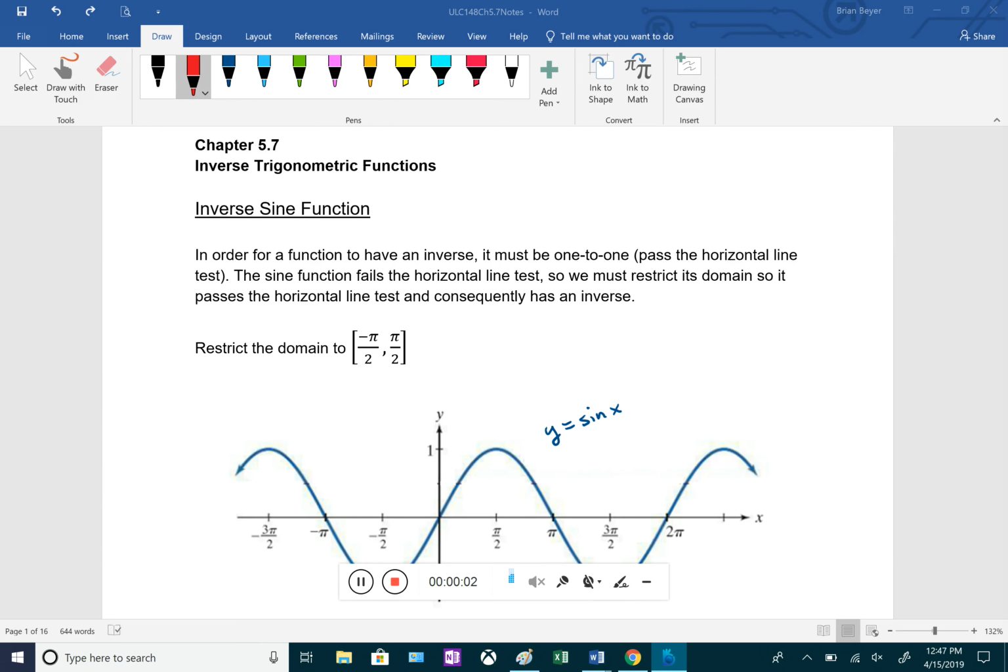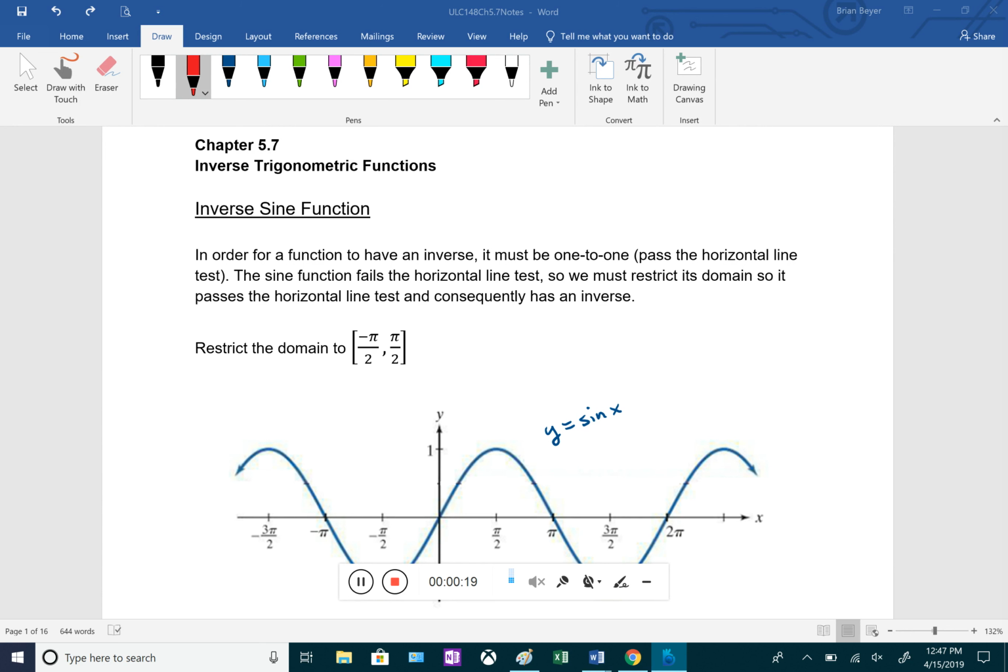Chapter 5.7 is inverse trigonometric functions. So we'll do the inverse sine, inverse cosine, and inverse tangent problems and solve some problems using these inverse functions. So if you remember, we'll start with the inverse sine here.